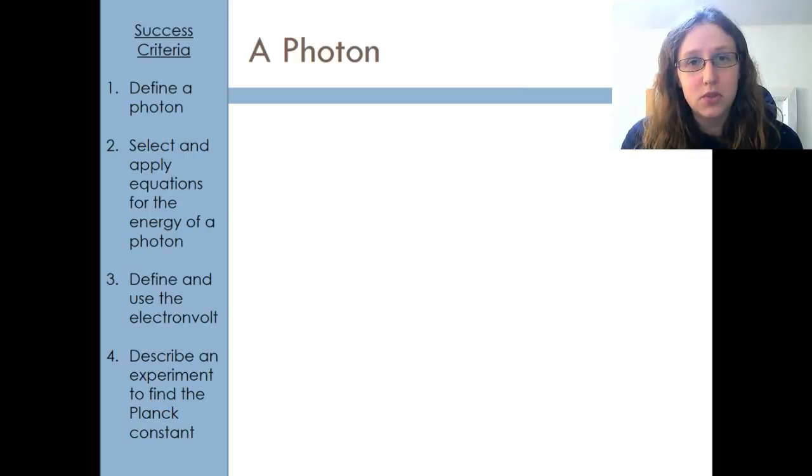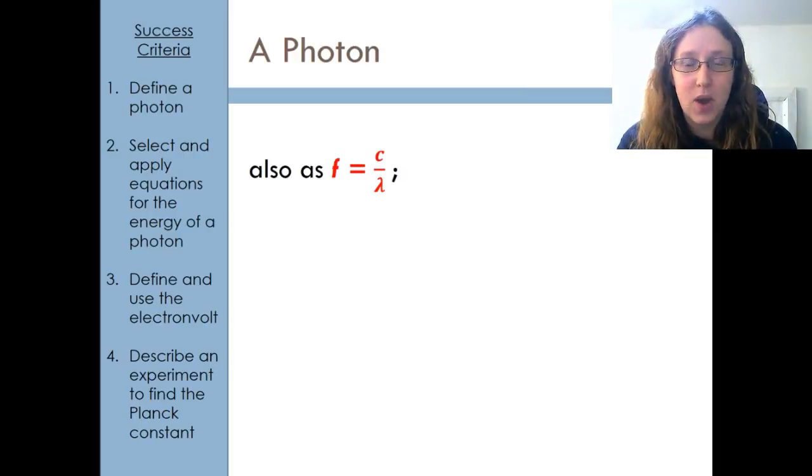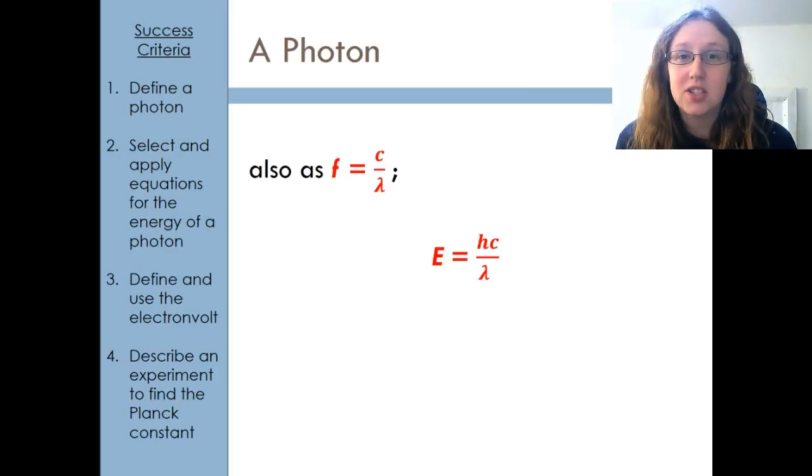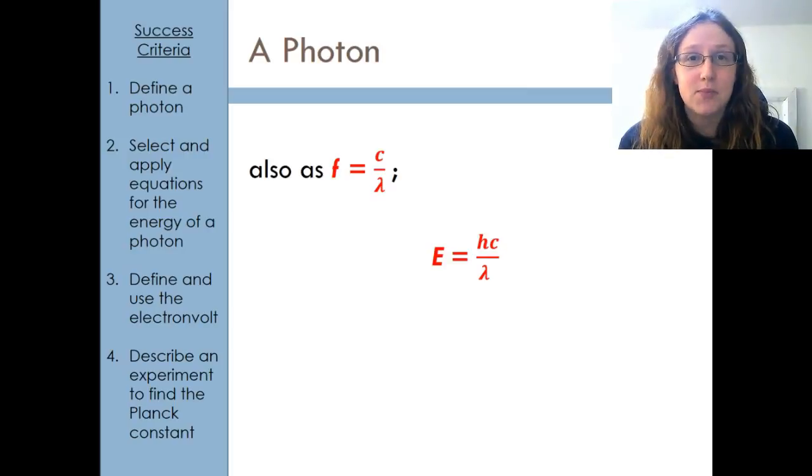Now, we do also know that f is equal to wave speed over the wavelength. So I could substitute that into the equation and come out with E equals hc over lambda. That means I can quickly calculate the energy of a photon if I know its frequency or its wavelength. I don't have to convert from one to the other.